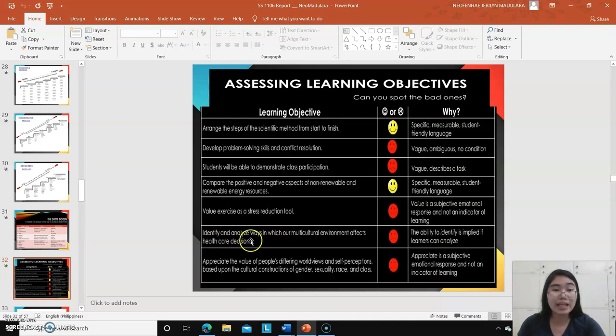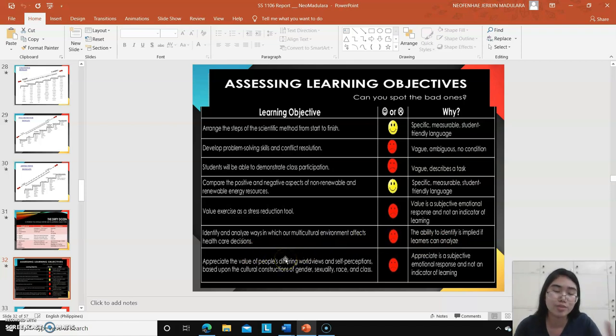Identify and analyze ways in which our multicultural environment affects healthcare decisions. One of the principles of learning is to be specific, be SMART. It uses two verbs here. Therefore, it is not specific. The ability to identify is implied. Learners can analyze. So, it's bad.